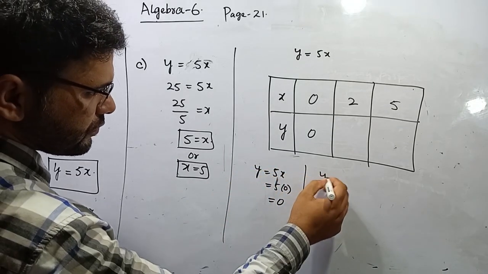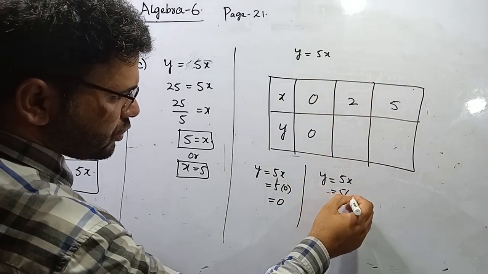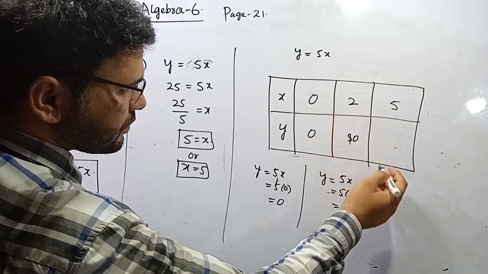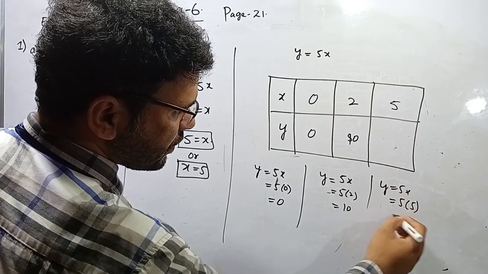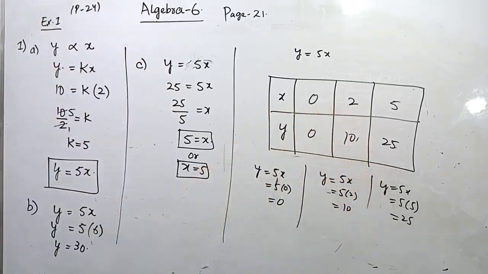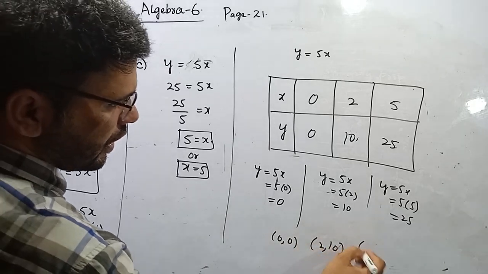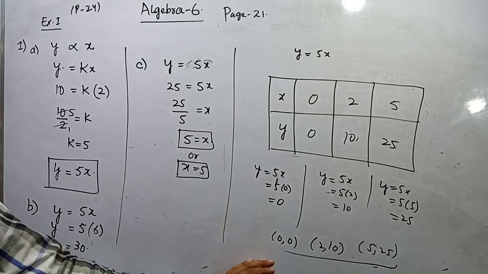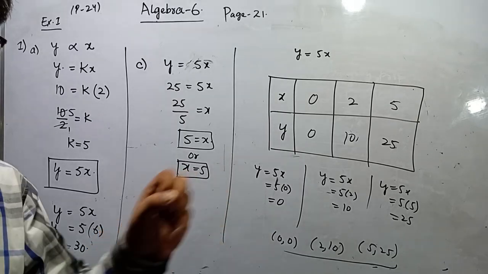Now next, 2. y is equal to 5x, you can take any values. So 5 into 2 is 10. The value of y is 10 when x is 2. Then next, y is equal to 5x, that is 5 into 5. 5 5s are 25, so we got 25 here. Then you can easily plot these points. We have the points (0, 0), (2, 10) and (5, 25). We can easily draw these points on the graph, and from the graph you will get a straight line. The line will be passing through the origin of the graph.